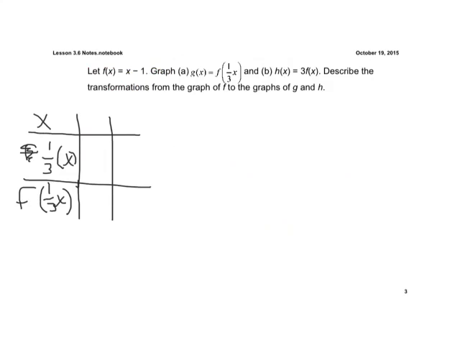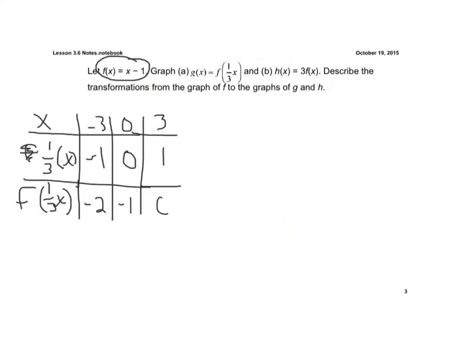Okay, and we're going to complete our table here. We're going to plug in a couple values, for this example, -3, 0, and 3. Now, 1/3 of x, of our original number. So 1/3 of -3, we get a -1. 1/3 of 0 is 0, and 1/3 of 3 is 1. Now, our function says f of 1/3 of x, so we're going to plug that back into our original function. So -1 minus 1 is -2. 0 minus 1 is -1. And 1 minus 1 is 0.